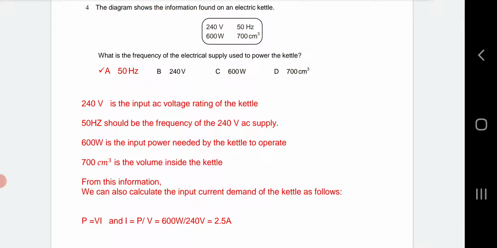Current calculation is optional. I have just shown you how to calculate the input current if the voltage rating and the power rating are given to you. So you can easily calculate the current rating, and here the rating current is 2.5 ampere.